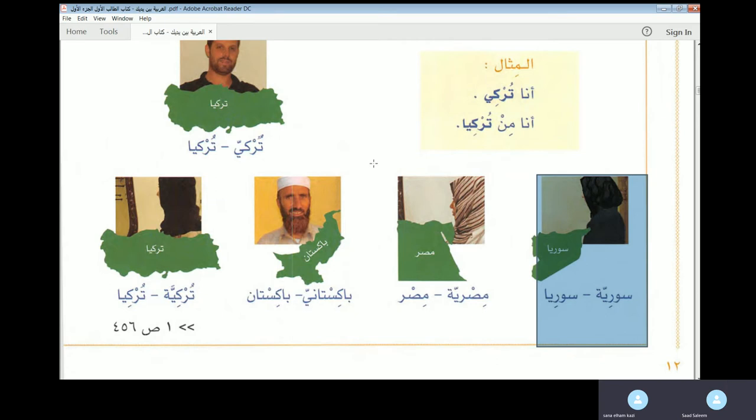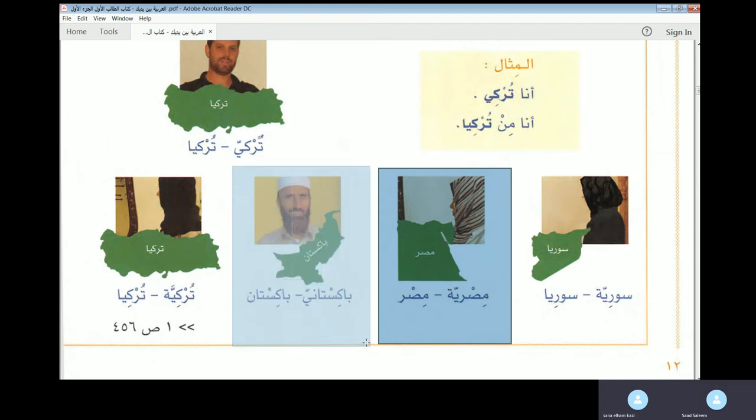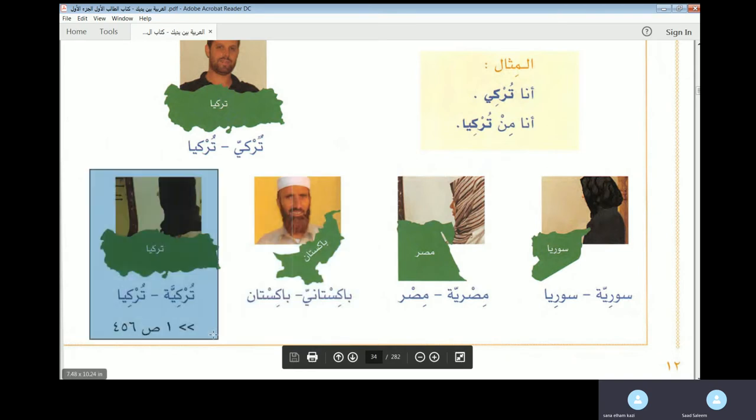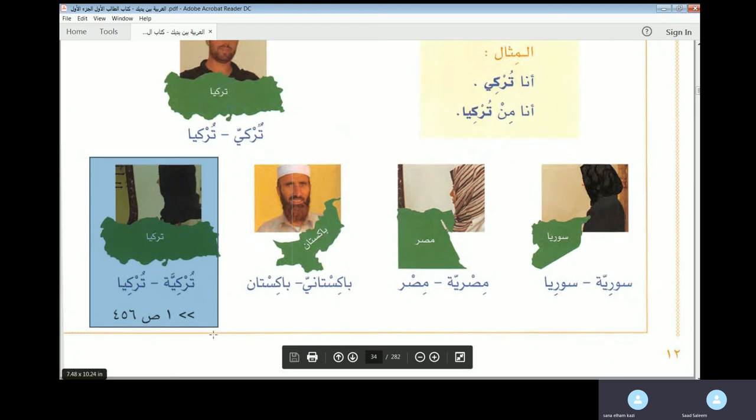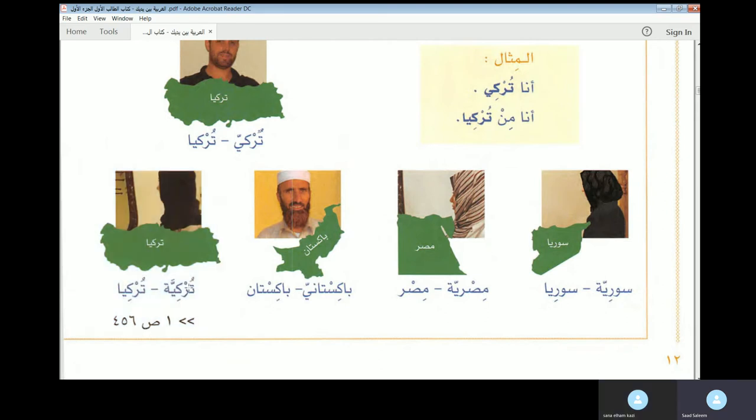Ana Suriyatun. Ana min Suriya. I am Syrian. I am from Syria. أنا مصرية. أنا من مصر. I am Egyptian and I am from Egypt. أنا باكستاني. أنا من باكستان. أنا تركية, it's better to say أنا تركية. أنا من تركية. Miss Sana, introduce yourself just like these people have introduced themselves.